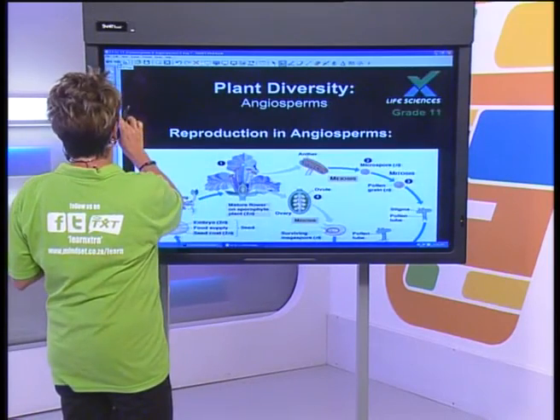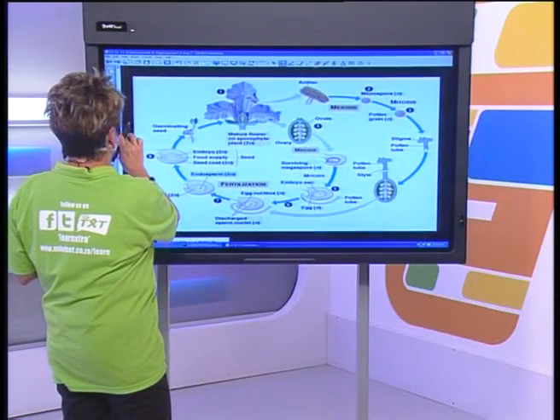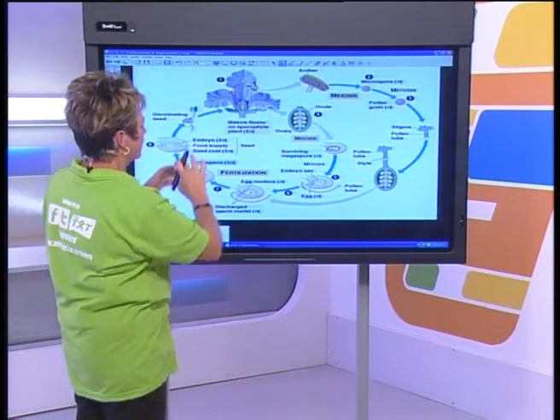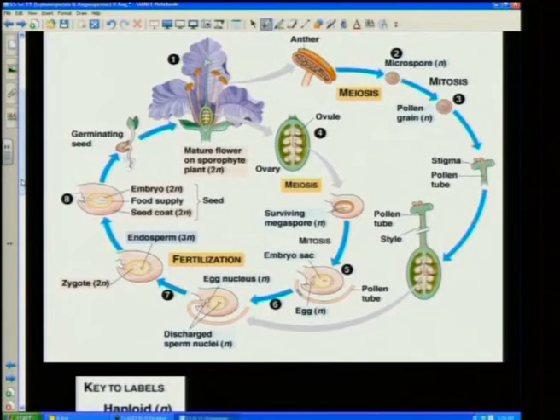Right, I need to go through this alternation of generations. Now, we've done alternation of generations, so I'm going to do this quite quickly. Sporophyte generation, that is the flower. Anthers, that is where the microspores and the pollen grains are. Microspores inside the pollen grain, very much the same word.